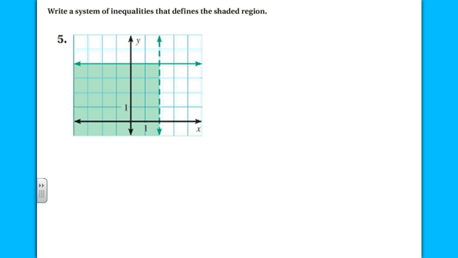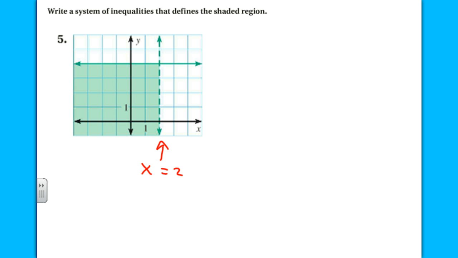Special cases, huh? So which line would you like to write the inequality for first? Liam. The dashed one. So he's going to write this one first. So tell me what the equation would be if it was simply a line. He says it would be x equals 2. Thumbs up if you agree. Good. So he got it right. X equals 2. But now, what do we do, Liam?